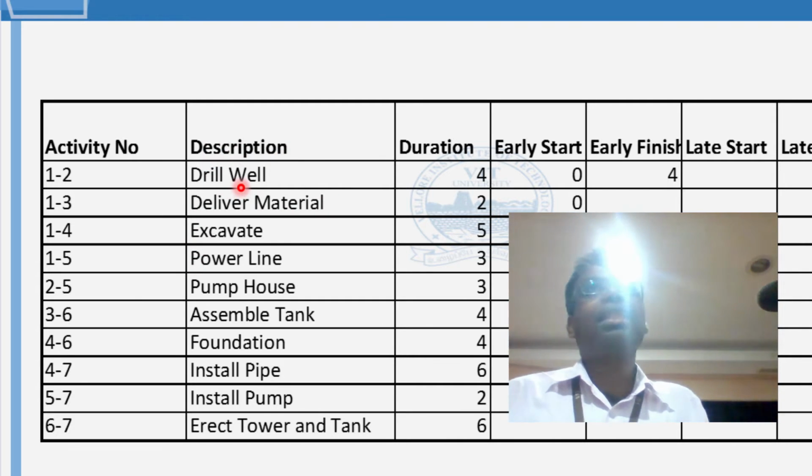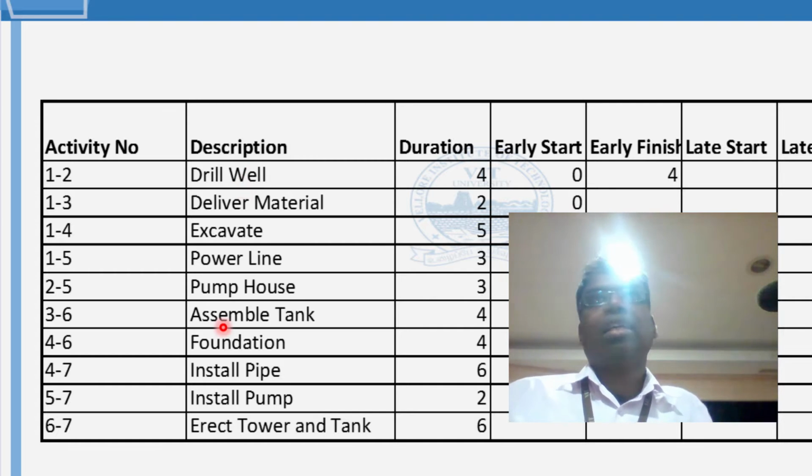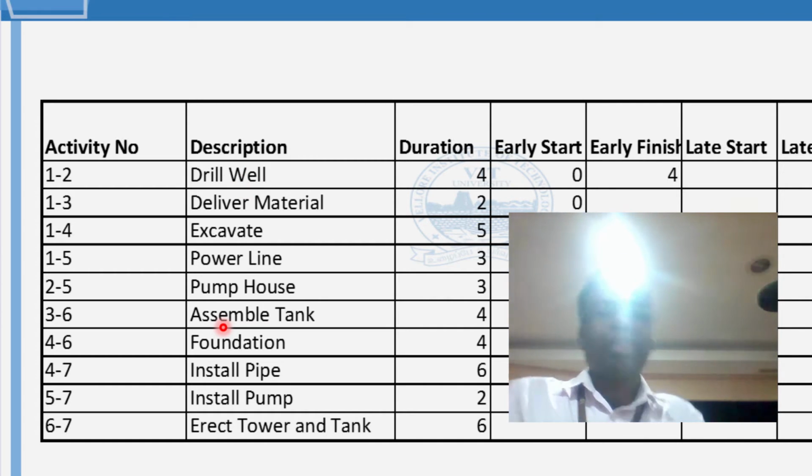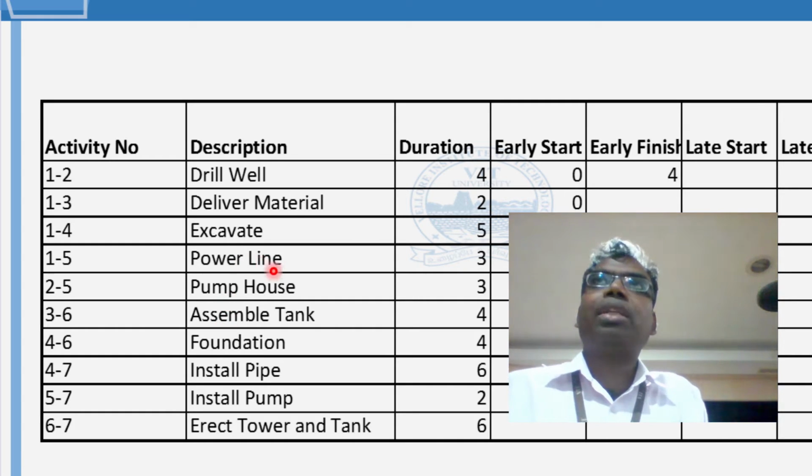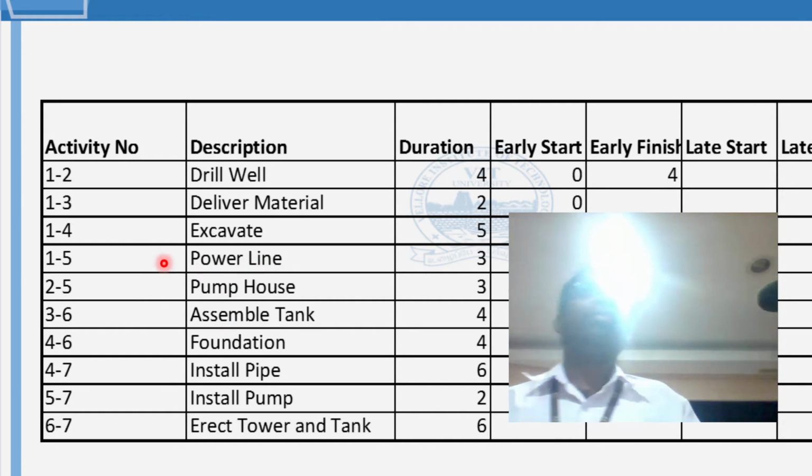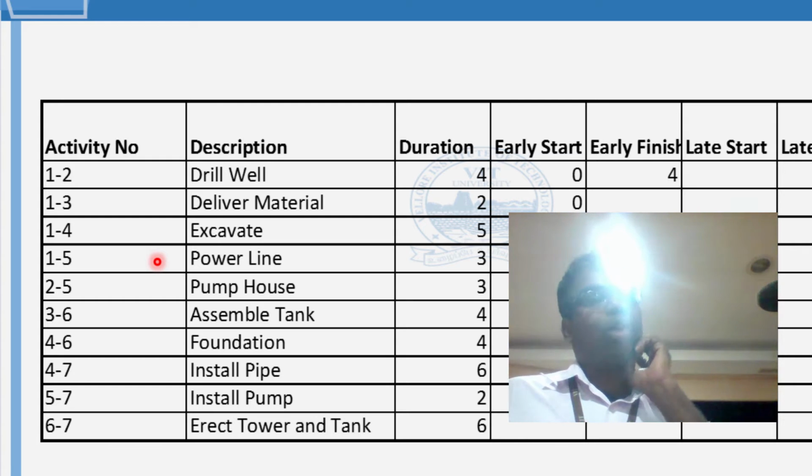And the description here is just for a borewell, okay, for a simple borewell. First you have to drill a well. You have to bring all the materials which are required for it. Then you do a little bit of excavation. You have to bring in the power line for the motor.